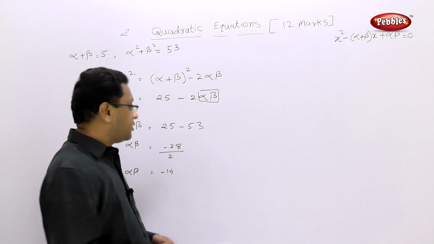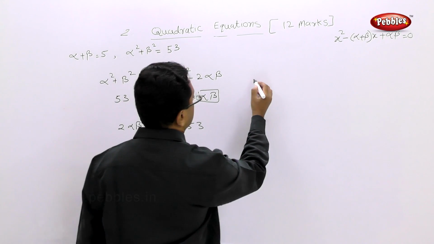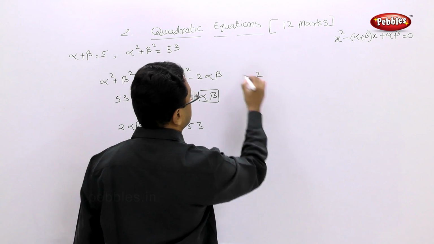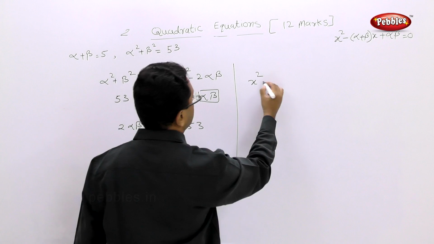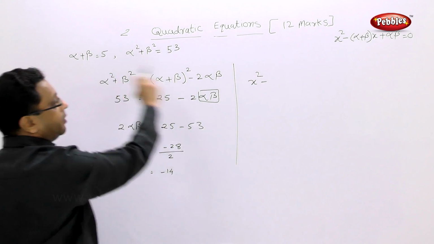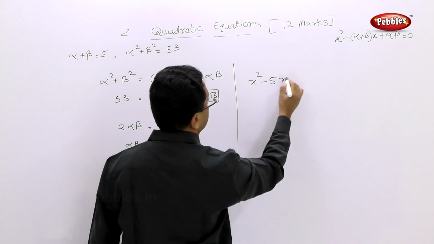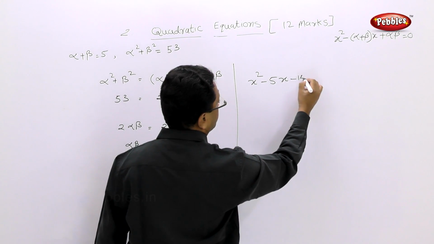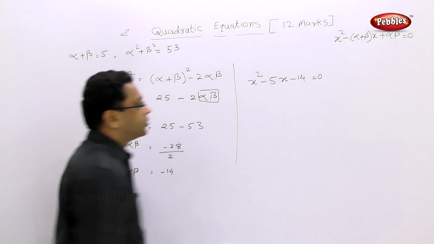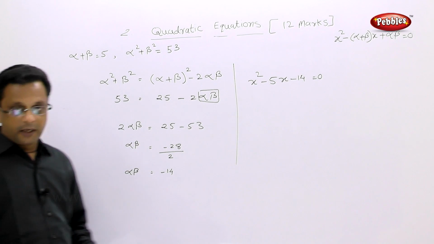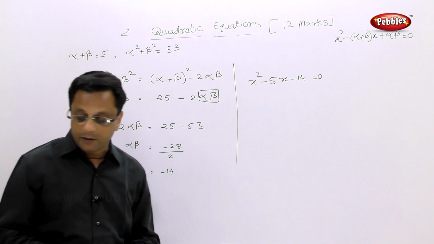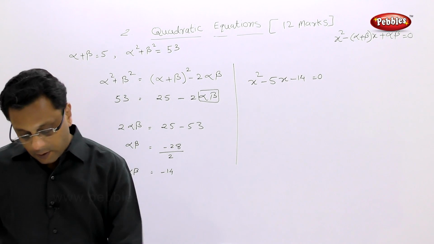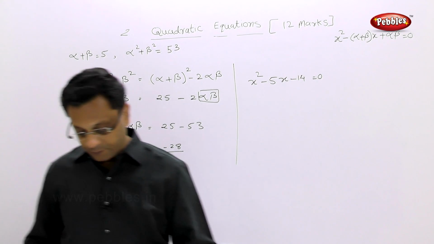Okay, it's very easy. So we have the equation x square minus (alpha plus beta) x, that is 5x, plus alpha beta, that is minus 14, equal to 0. So this is our required equation. It's very simple. Let's see one more example.